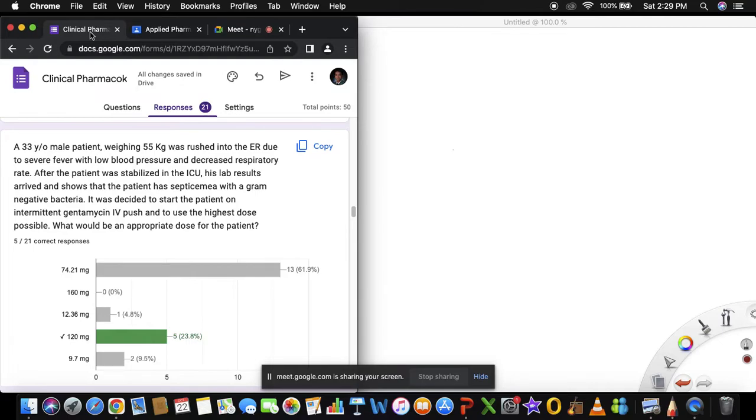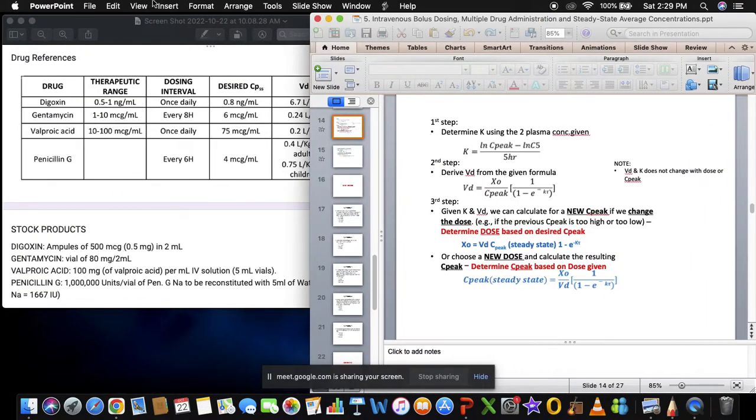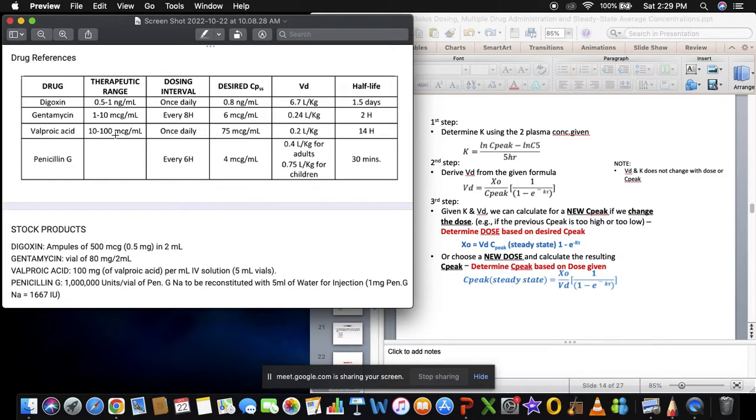So after the patient was stabilized in the ICU, his lab results arrived and show that the patient has septicemia with gram-negative bacteria. So, if a patient class is presenting with gram-negative bacteria, actually, dalawa lang naman yung antibiotics na meron tayo dito. Sa tingin nyo class, sino sa dalawang ito ang magandang gamitin for gram-negative bacteria? Anyone can answer? Which do you think is better class for gram-negative? Gentamicin or penicillin G?